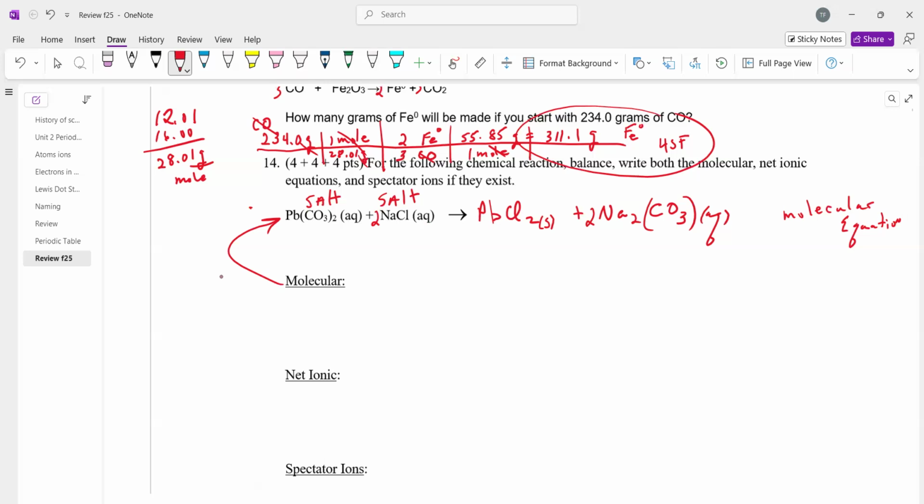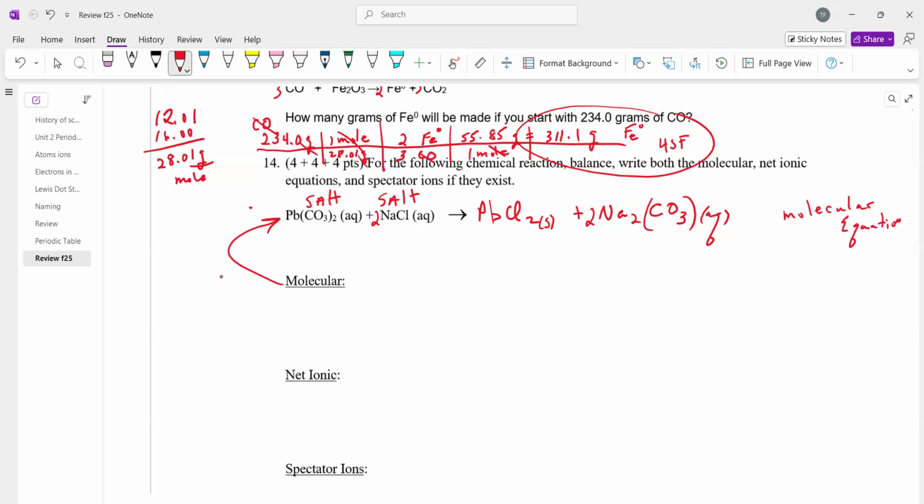Okay, so is it balanced? We got two carbonates, one Pb, two Nas, two Cls, two Cls. Now this lead is Pb plus 4. Okay, so that's the molecular equation. Make sure you have all the aqs and it's balanced.